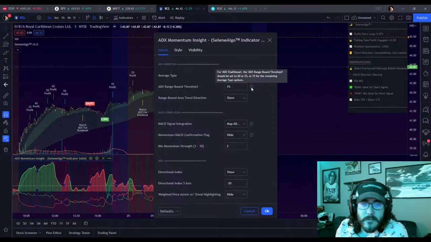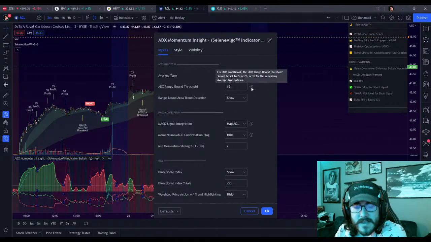MACD, everybody should be familiar with the MACD. If you're not familiar with it, it's basically an additional momentum insight indicator. It stacks on top of ADX.